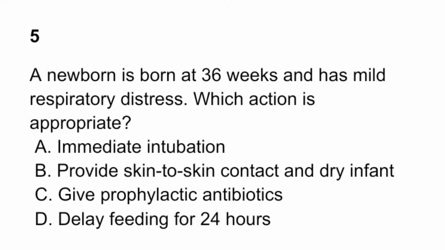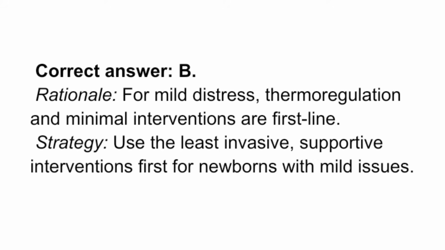5. A newborn is born at 36 weeks and has mild respiratory distress. Which action is appropriate? A. Immediate intubation. B. Provide skin-to-skin contact and dry infant. C. Give prophylactic antibiotics. D. Delay feeding for 24 hours. Correct answer, B. Rationale: for mild distress, thermoregulation and minimal interventions are first line. Strategy: use the least invasive, supportive interventions first for newborns with mild issues.